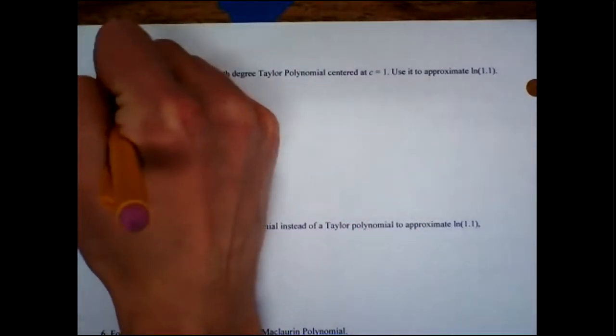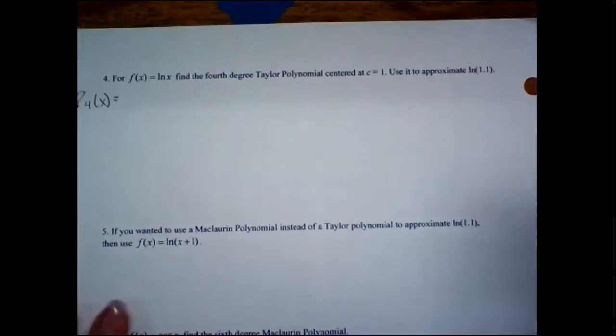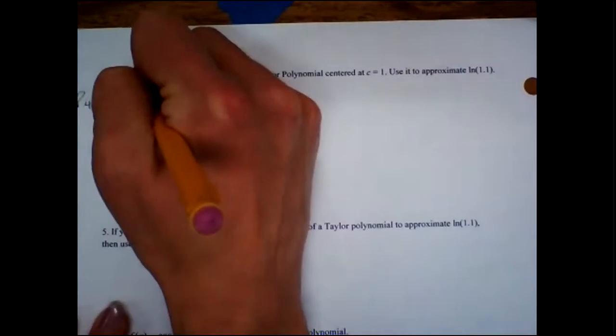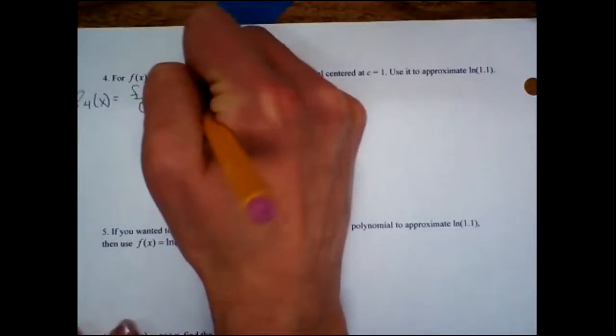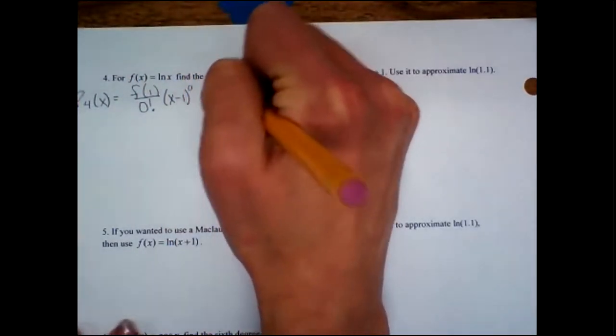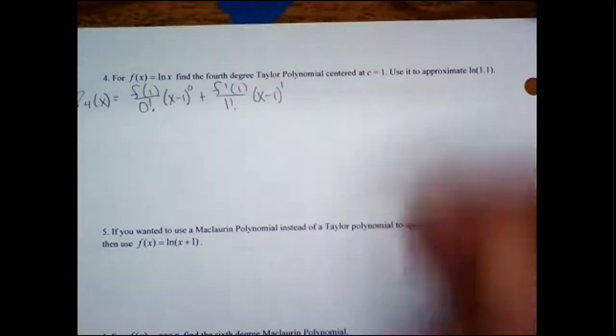Okay. So again, I write this out every single time. You can choose not to, but I'm telling you, you're going to be upset if you miss something because you weren't organized enough. It will be f of 0, or no, not 0. Where are we centered? 1. f of 1 over 0 factorial x minus 1 to the nothing. First derivative at 1 over 1 factorial x minus 1 to the 1.